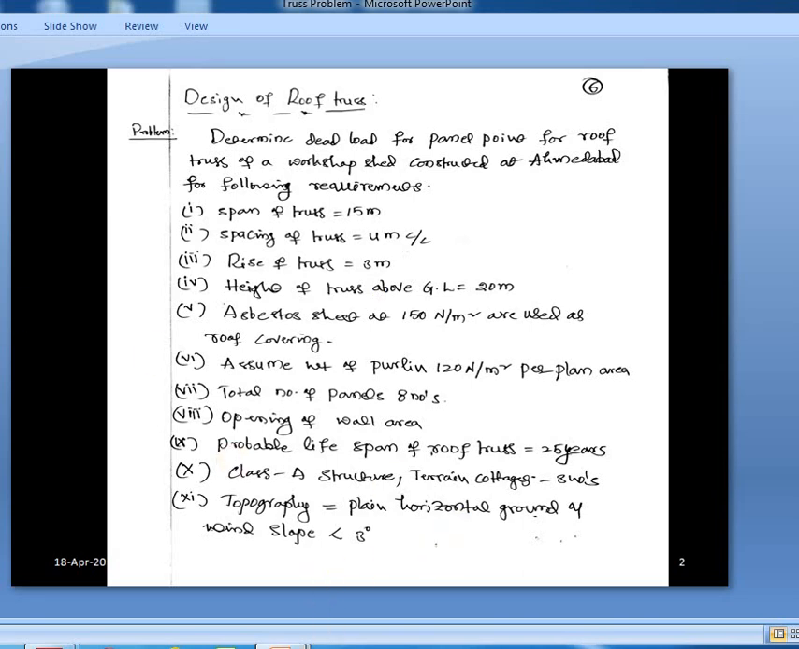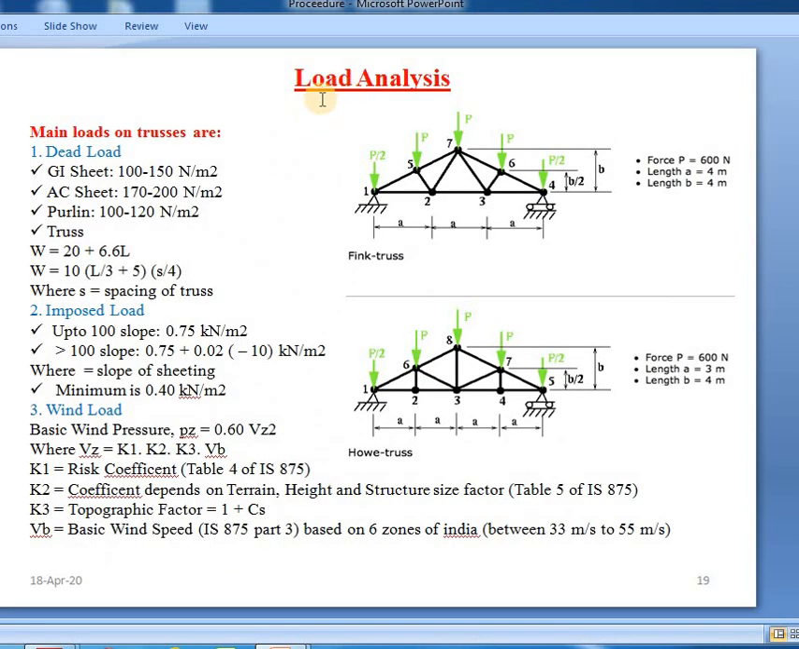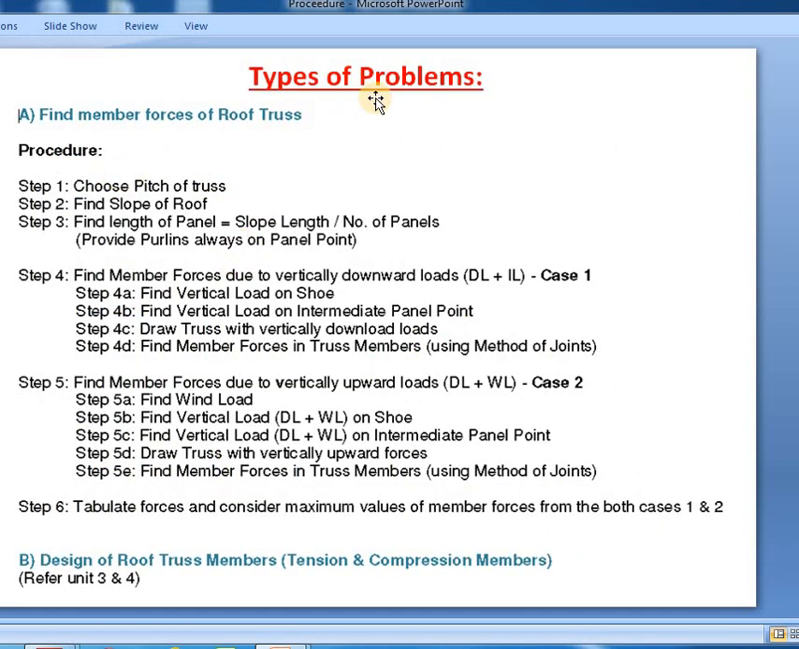see, already I explained to you the types of problems we may get from trusses. Two types of problems. One is find the member forces of roof truss, which gets 90% weightage. The second type of problem is design of roof truss member. For design of a roof truss member, he should give all these loads, that means the member loads he has to mention.